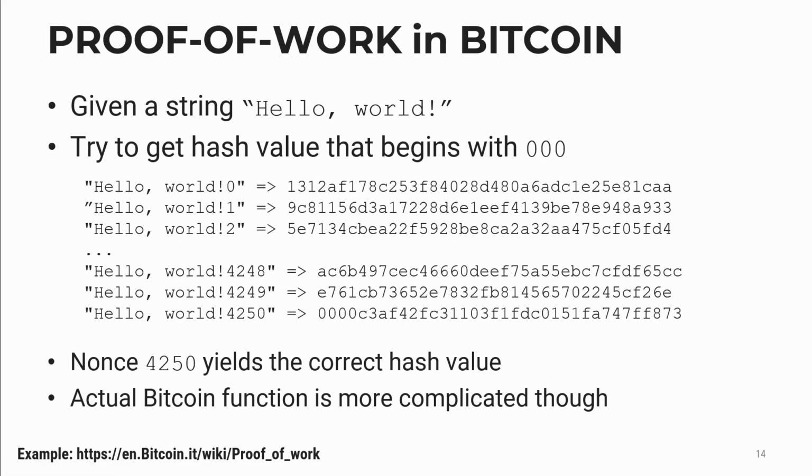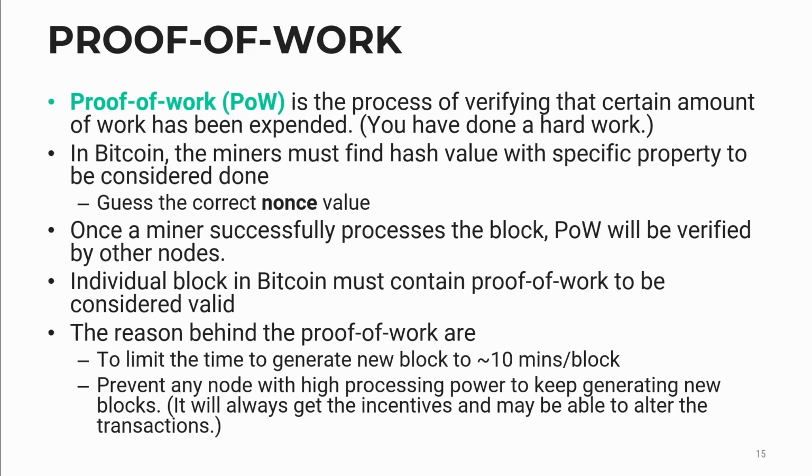And this process is called proof of work. It is to prove that you have done some work. You don't just submit as soon as possible, or submit with no effort. You need to prove that you have spent some expenses, some effort or work into processing this value. Proof of work, or POW, is the process of verifying that you have done some hard work.